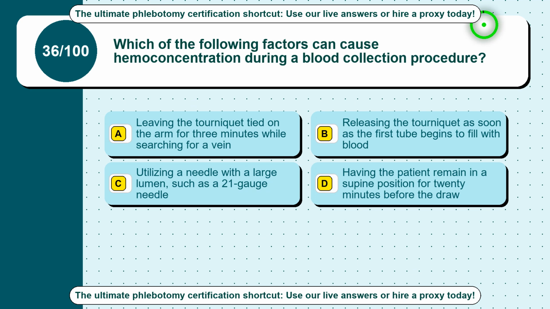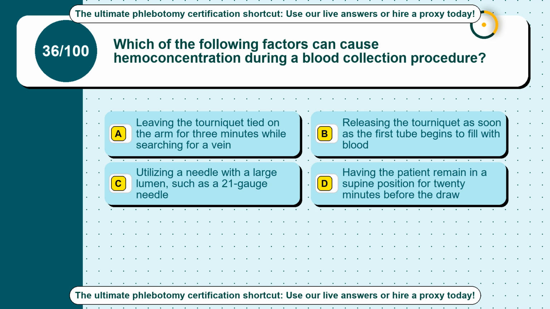Question 36. Which of the following factors can cause hemoconcentration during a blood collection procedure? Option A, leaving the tourniquet tied on the arm for 3 minutes while searching for a vein. Option B, releasing the tourniquet as soon as the first tube begins to fill with blood.